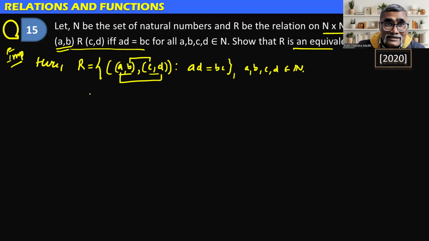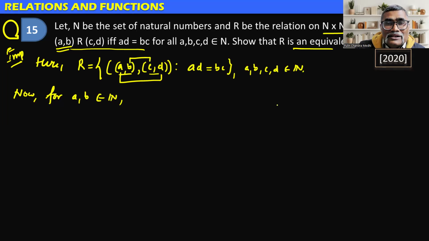Now reflexivity, let us see. For reflexivity, the first two elements would be the same. If it is, then we are done. Right? So now we'll write, for A, B belonging to N. Just let us see. We start from the back side, okay?